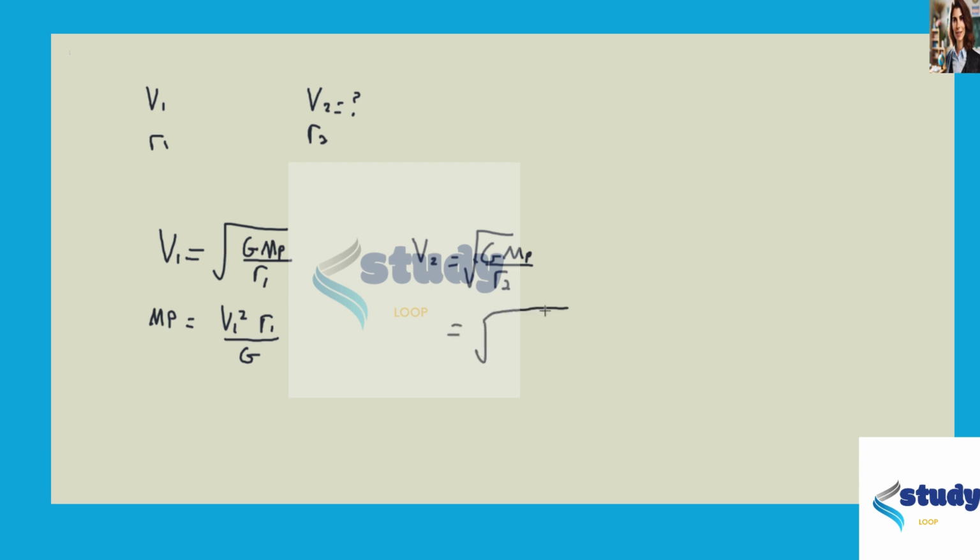We now have the square root of G times V1 squared R1 over G, and then this was divided by R2. The G's cancel out, so the gravitational constant doesn't actually matter here. We are left with just the square root of V1 squared, which we're given, times R1, which we're given, divided by R2, which we're given. We can now evaluate that, and when we do, we should get that it is 7,330 meters per second.